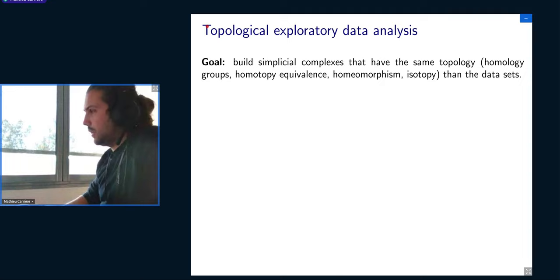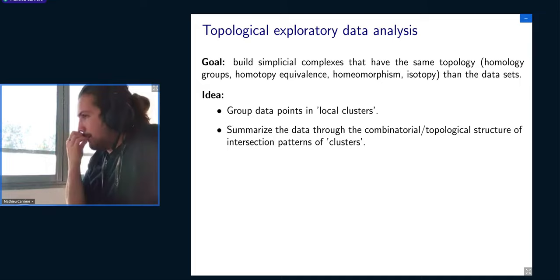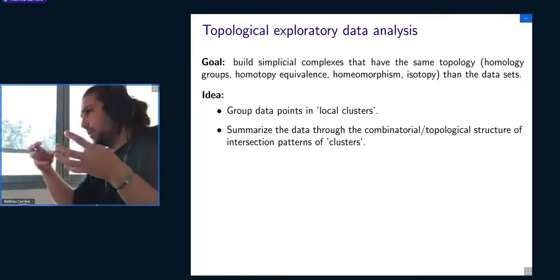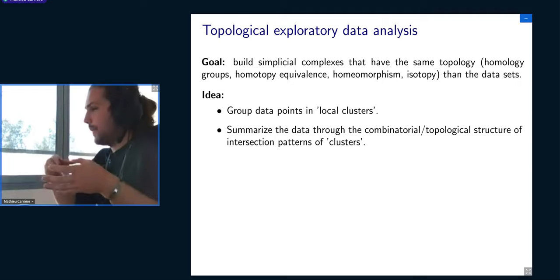So the whole idea about building such complexes is really to find groups of data points that are similar, and then to summarize in that complex how those groups interact with each other. What I call their intersection patterns.